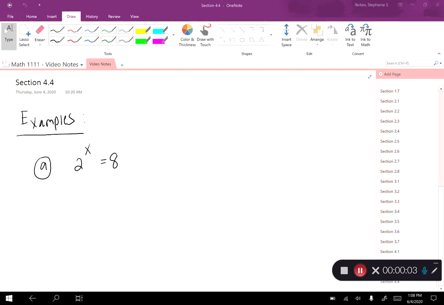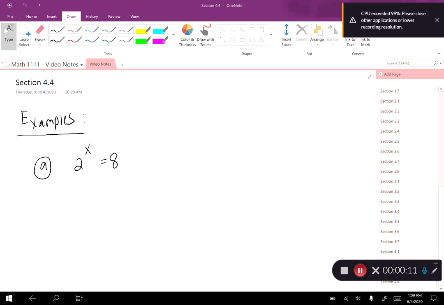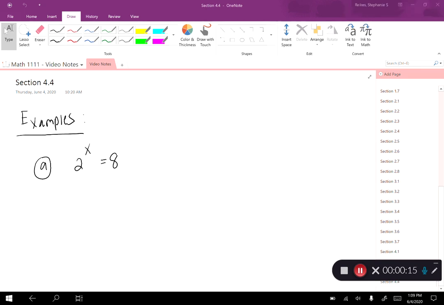In section 4.4, I will be going over solving exponential and logarithmic equations. I will be doing a handful of examples in this video. Please make sure you go to the Canvas notes to see more examples. So let's take a look at the first one.